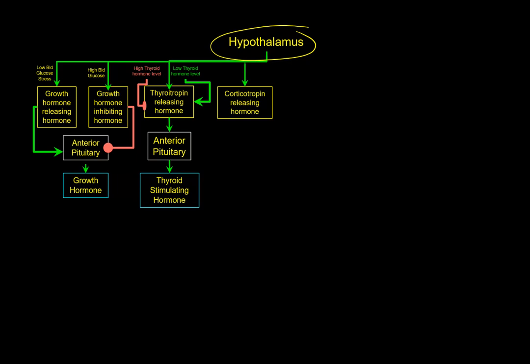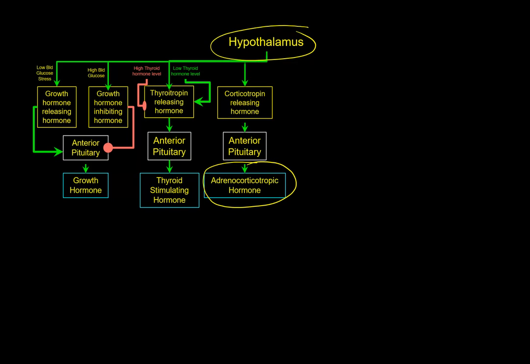Corticotropin releasing hormone. Again, tropin means that it's going to be going to my anterior pituitary. The anterior pituitary, when corticotropin releasing hormone arrives, will release adrenocorticotropic hormone. Okay, just for the sake of me being a nerd, let's break this word down.